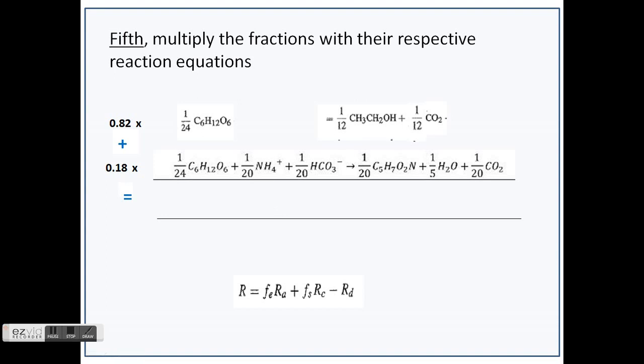So I hope this example has clarified some of the challenges you might be having with using half reactions. And if you have any question, just post it on the discussion forum and I'll address it.